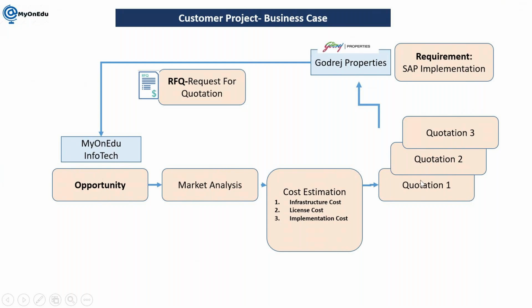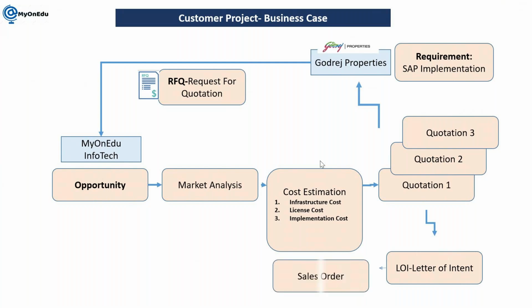Finally, once this quotation is selected by Godrej Properties, we receive a letter of intent. A letter of intent is basically an intent that this contract is going to be awarded to us, but it is not legally binding. Then the sales order is given by the customer. It has to be signed by both parties, customer and service provider, and then it becomes legally binding. Based on this sales order and the deliverables, this has to be started as a project by us.